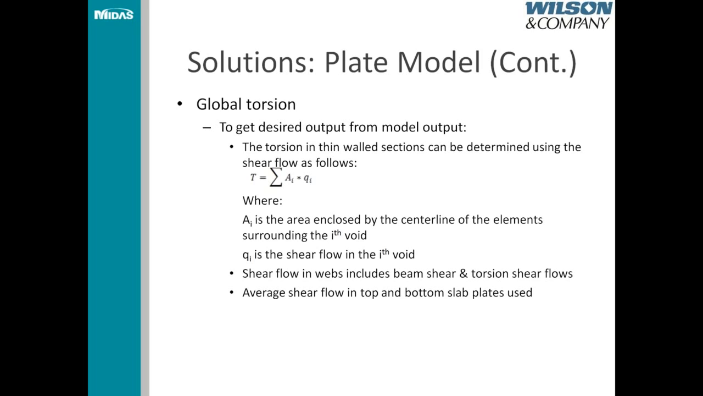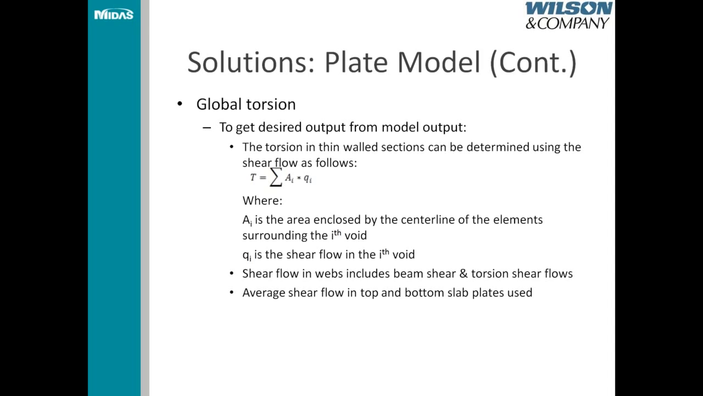To get global torsion, the following equation was used. The torsion in thin wall sections can be determined using this equation. Your torsion is equal to the sum of A sub i, which is the area enclosed by the center line of the elements surrounding the ith void, times q sub i, which is the shear flow in the ith void. The shear flow in the webs included both the beam shear and the torsional effects going on. That caused the shear to increase on one side while decreasing on the other.